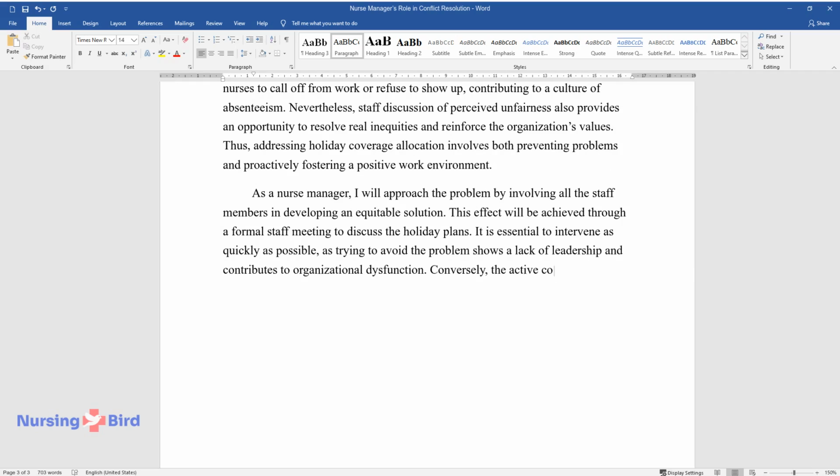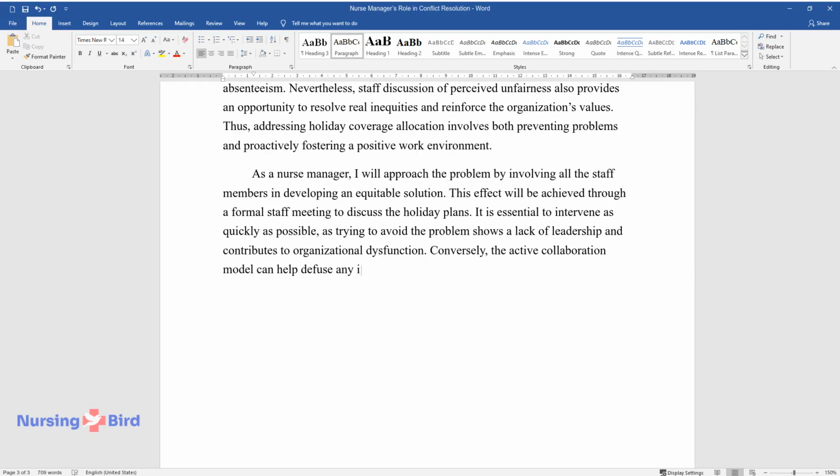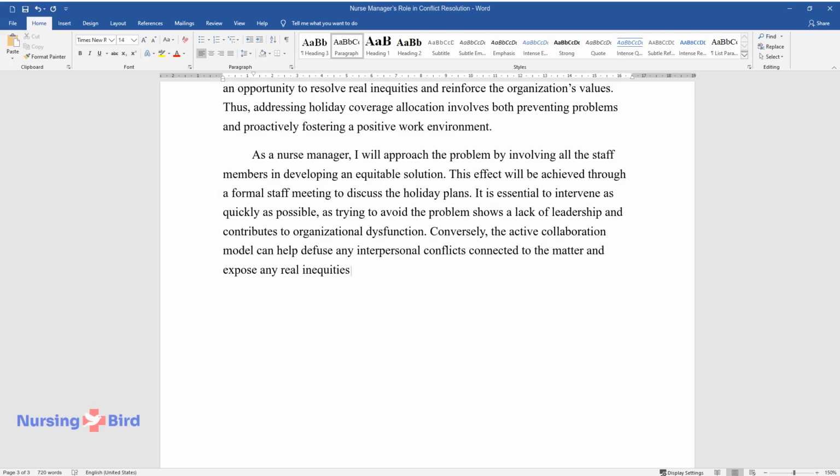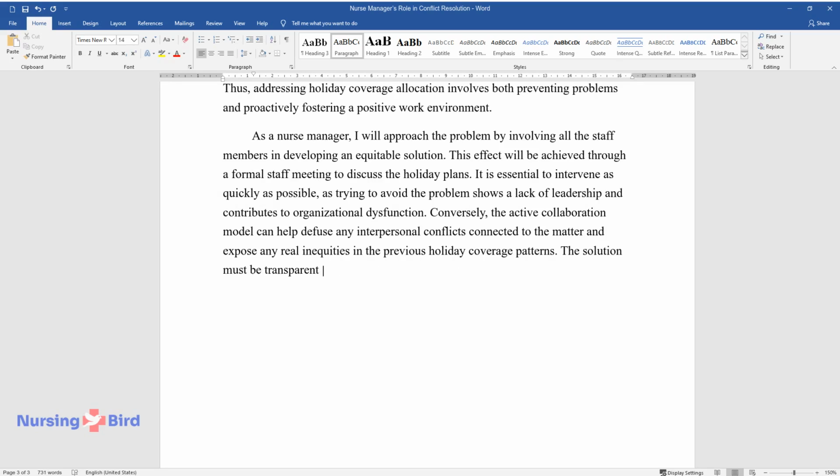Conversely, the active collaboration model can help diffuse any interpersonal conflicts connected to the matter and expose any real inequities in the previous holiday coverage patterns. The solution must be transparent if it is to truly assuage the staff's concerns.